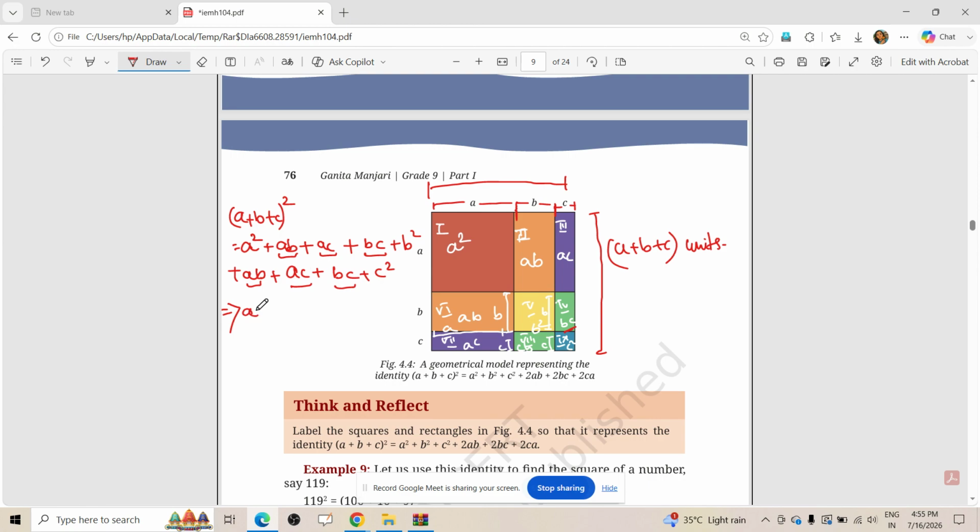So we can write it as, firstly, we will write all the square parts. That's A square plus B square plus C square. Now we add the other parts. That is AB, AB is 2 times. Then we can write 2AB, right?